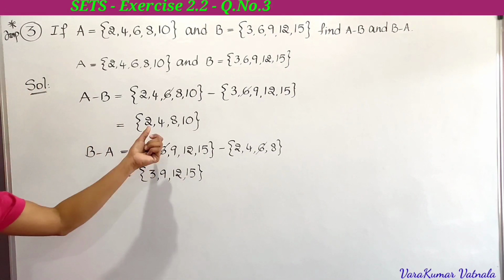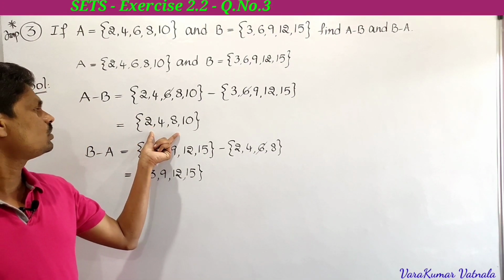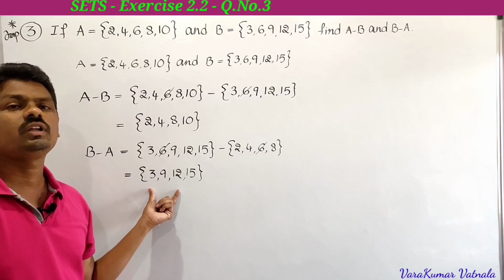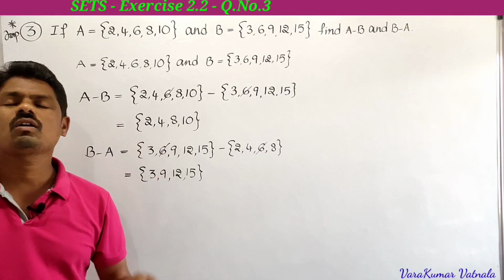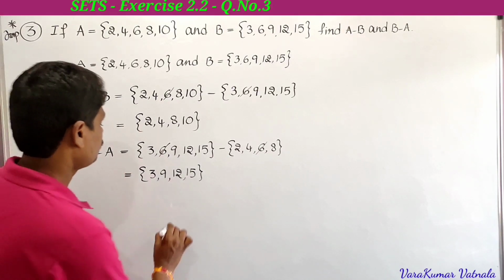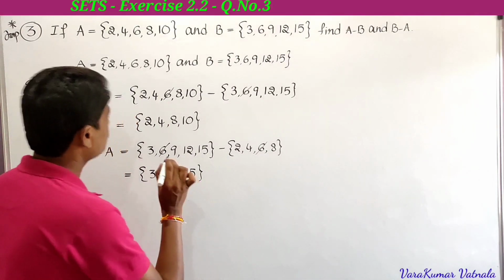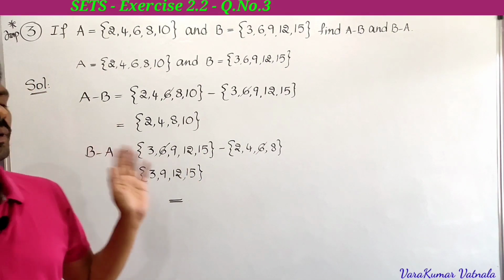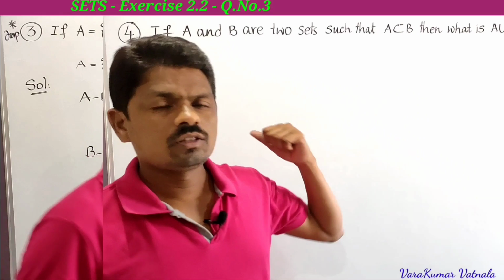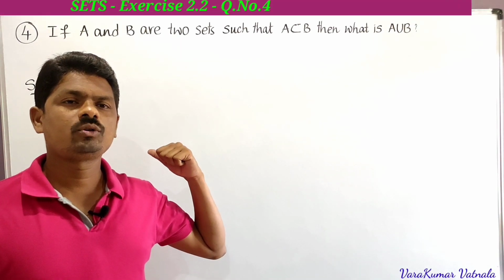If you observe here, A minus B equal to 2, 4, 8, 10, B minus A equal to 3, 9, 12, 15. So are they equal? These are not equal. A minus B is not equal to B minus A. So very important and very easy. So this is the third problem in exercise 2.2. Next we have to solve the fourth problem. This is the fourth problem in exercise 2.2.